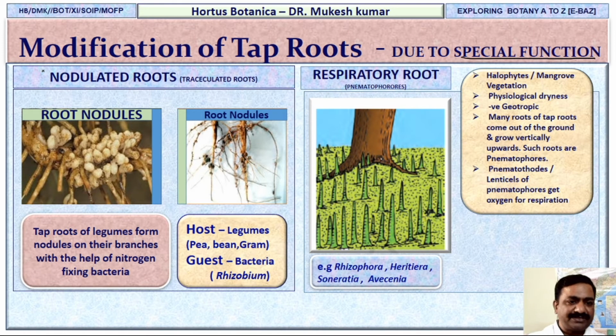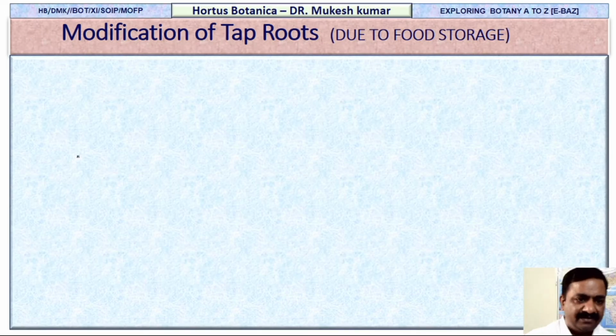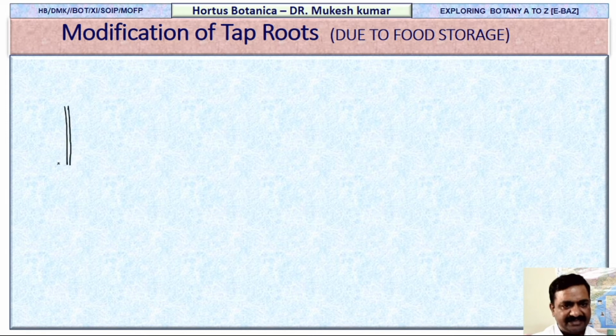First we have the nodulated root or trabeculated root, and second we have the respiratory root. First we'll study the nodulated root. See, we have these various structures. The plant is there, roots are there, radical roots, the underground portion is there, and they are growing very well.